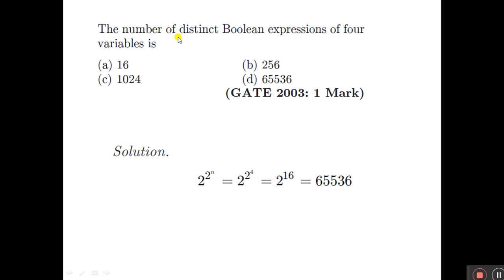The question is the number of distinct Boolean expressions. In general, we have the formula 2 power n. Most of them didn't read the question properly. Directly they choose the answer because 4 variables, 2 power 4 is 16. They took the answer 16. It's wrong. We must read the question carefully. It is the number of distinct Boolean expressions, so the formula is 2 to the power of 2 power n. n is 4, so 2 power 4 is 16, and 2 power 16 is 65,536. So option D is the correct one.